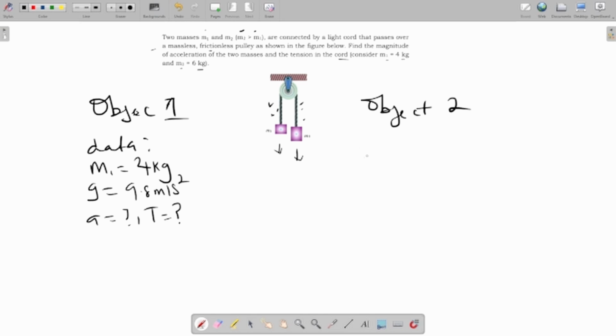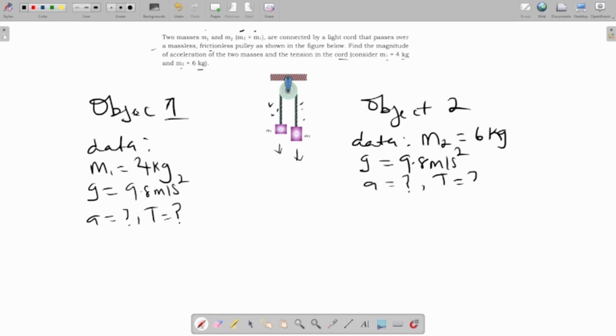Now for object 2, I'm going to also collect our data. Mass 2 is equal to 6 kg. And our g is also going to be 9.8 meters per second squared. We do not know the acceleration. We do not know our tension. So we're going to find the two of them right now. So we're going to create two equations for this, like I said.